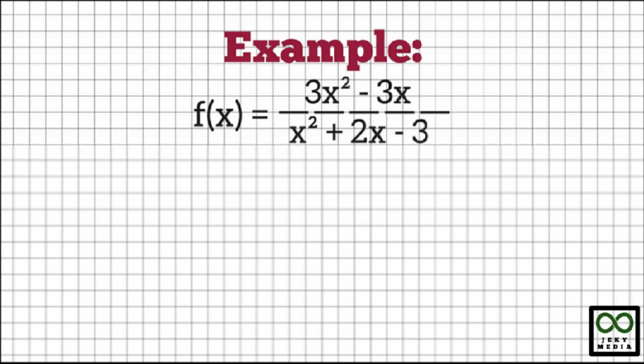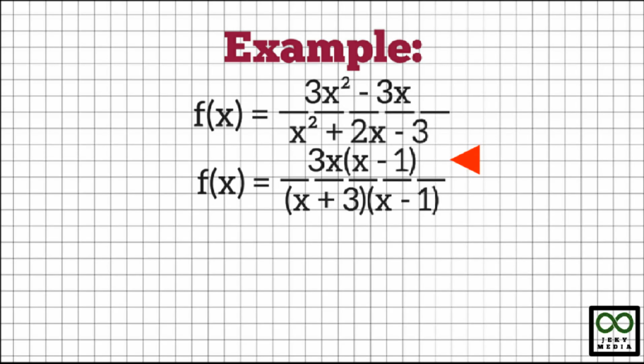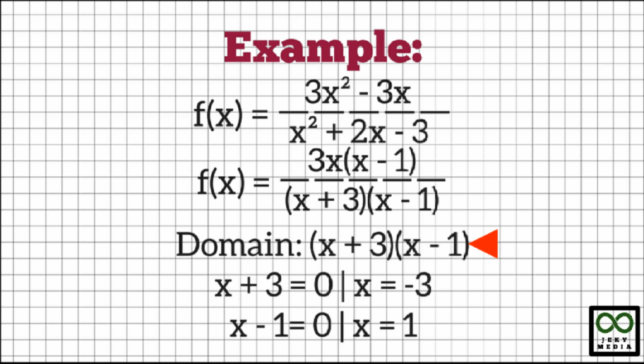Step 1. Factor the rational function. The rational function is factorable. The factors for the numerator are 3x and x minus 1. And the factors for the denominator are x plus 3 and x minus 1. To get the domain, let's focus on the factors of the denominator, x plus 3 and x minus 1.